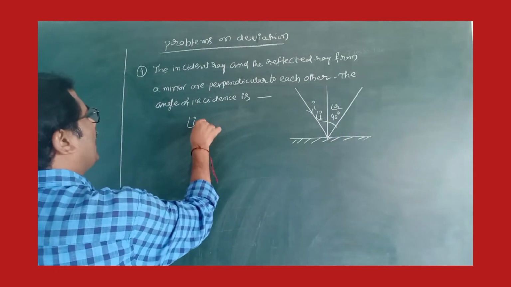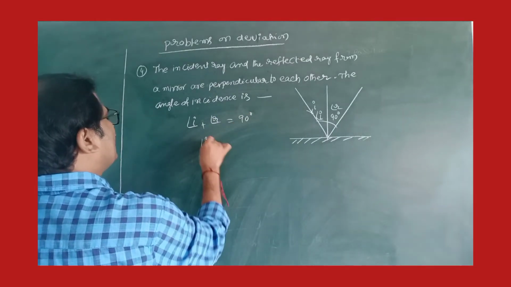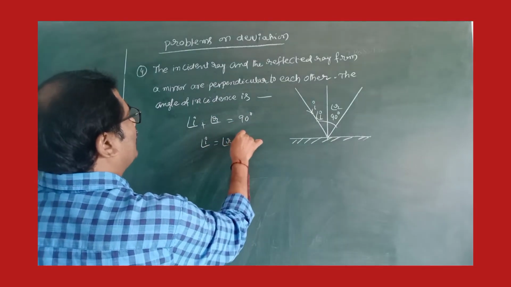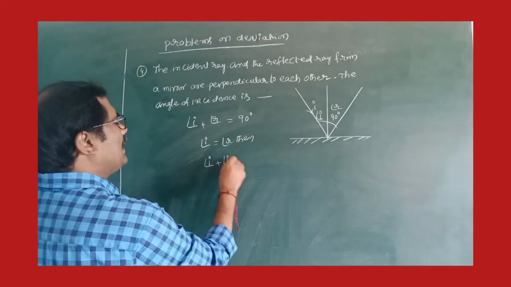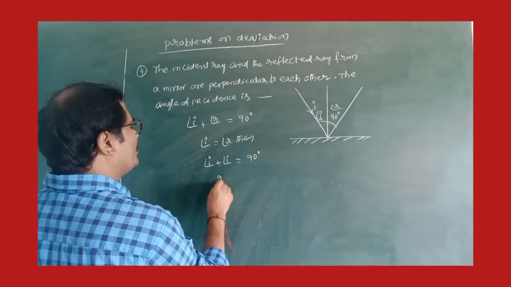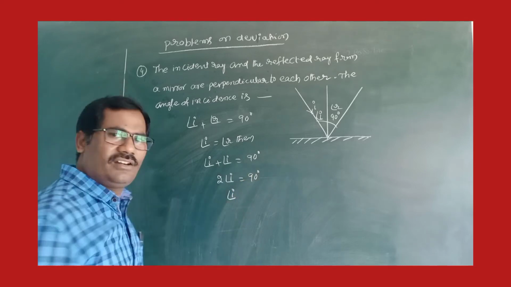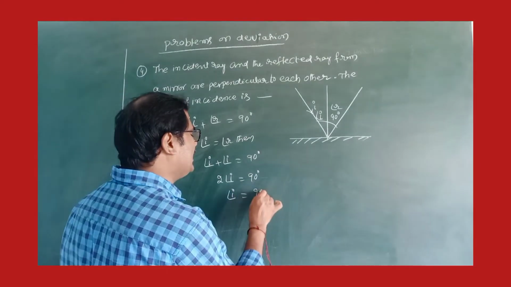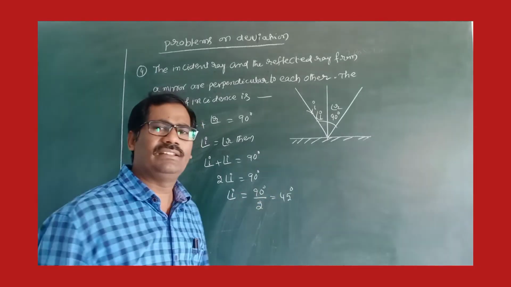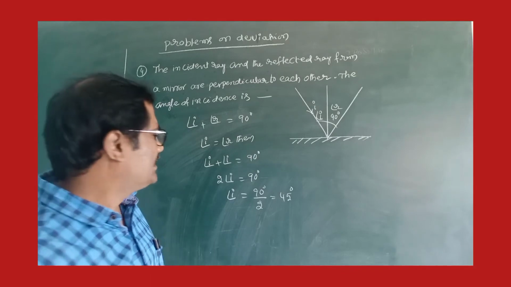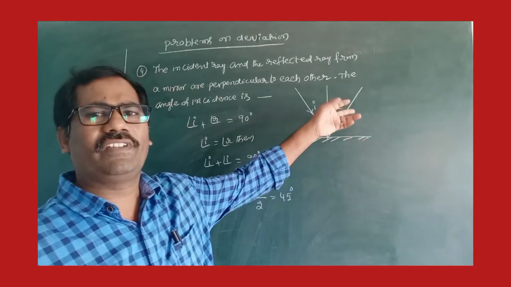That means i plus r is equal to 90 degrees. Then angle i is equal to angle r, so angle i plus angle i is equal to 90 degrees. 2 times angle i is equal to 90 degrees. That means the angle of incidence is 90 by 2, which is 45 degrees. That is the angle of incidence, and the angle of reflection is also the same.